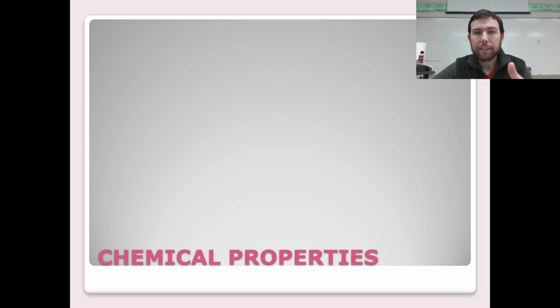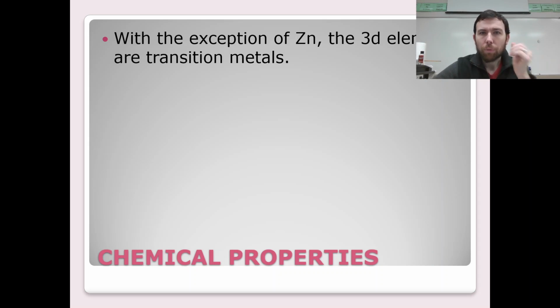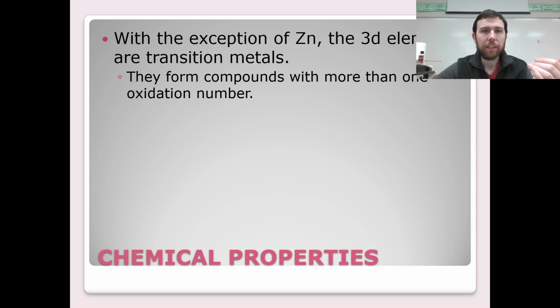Now, chemical properties. We know that chemical properties are mostly related to the valence electrons of an element, right? And so it's important to recognize that with the exception of zinc on that first row, the 3D elements are transition metals. And so when we say transition metals, we're talking about how these elements can form compounds with more than one oxidation number, right? So remember, zinc always forms a 2+ charge. It never forms anything else other than that. Whereas the other elements on the D block can form multiple charges within a compound.